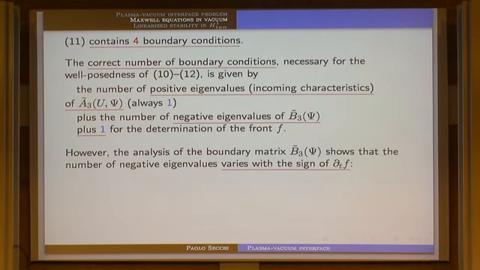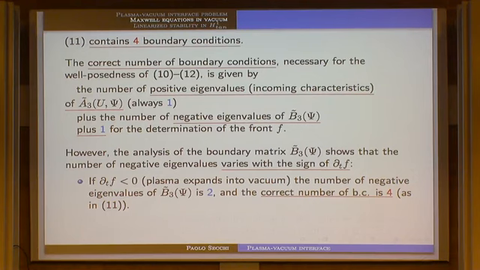Now, we see that this boundary matrix is the coefficient of the normal derivative in the transformed Maxwell equations. The number of negative eigenvalues varies with the sign of the time derivative of f. More precisely, if this is negative, which means that the plasma is moving downward, so expansion of plasma in the vacuum region, in this case the number of negative eigenvalues is 2.